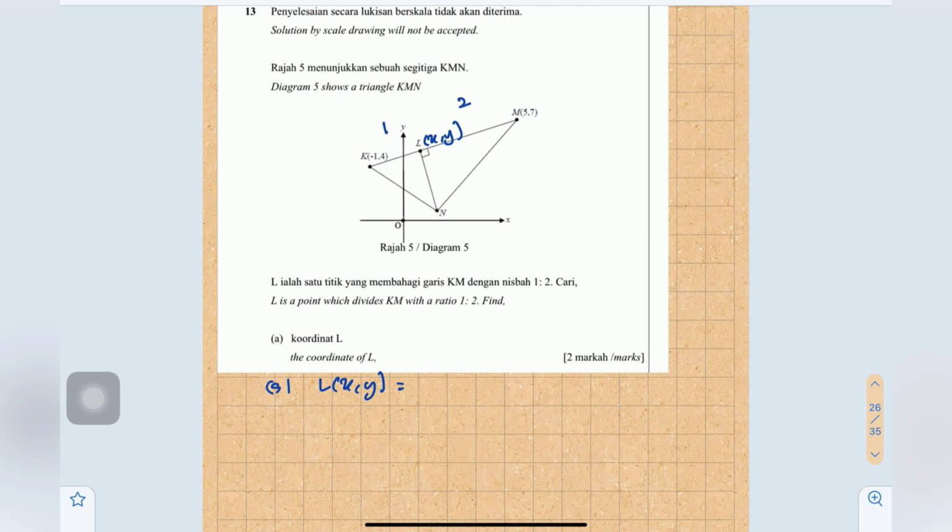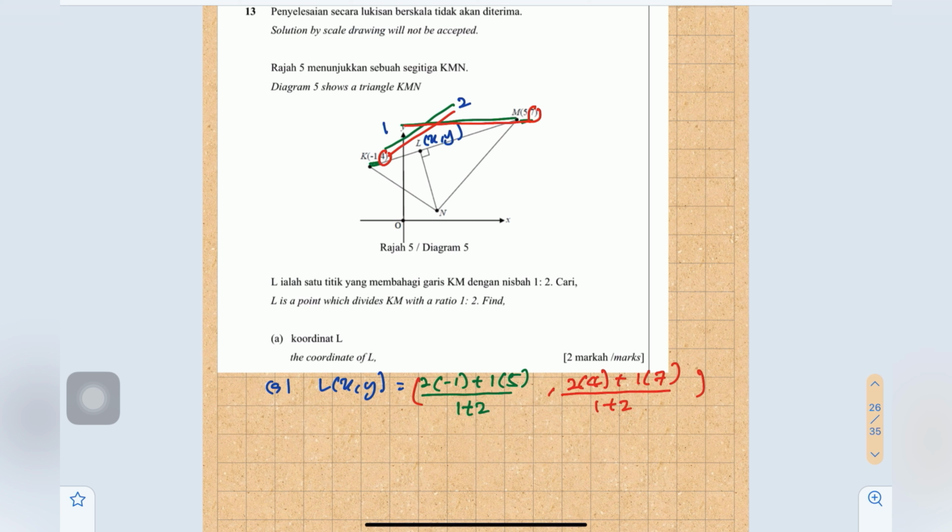Let's say kita nak cari coordinate X dulu. So X dulu. So kita cross. Okay, so kita dapat 2 dengan X negative 1 tambah 1 dengan X juga 5, bahagi dengan the total of ratio. Okay, so 1 and 2. 1 plus 2. Okay, now coordinate Y pula. Coordinate Y is 4. Ni 7 lah. So cross juga. So kita dapat 2 times 4 plus 1 times 7 over total of ratio 1 plus 2.